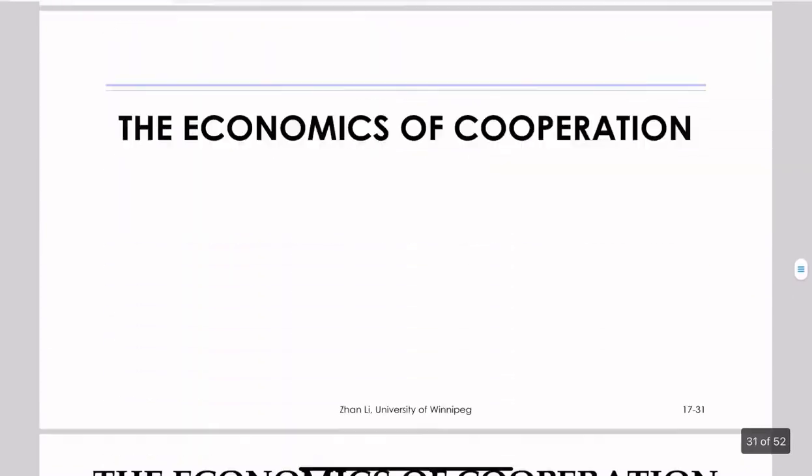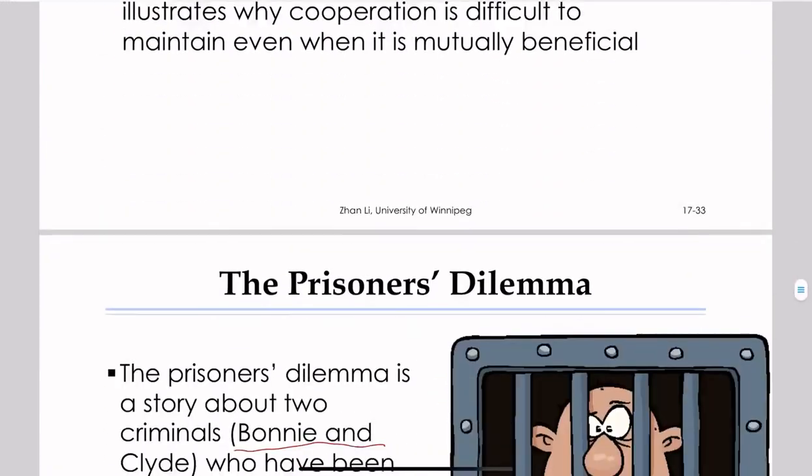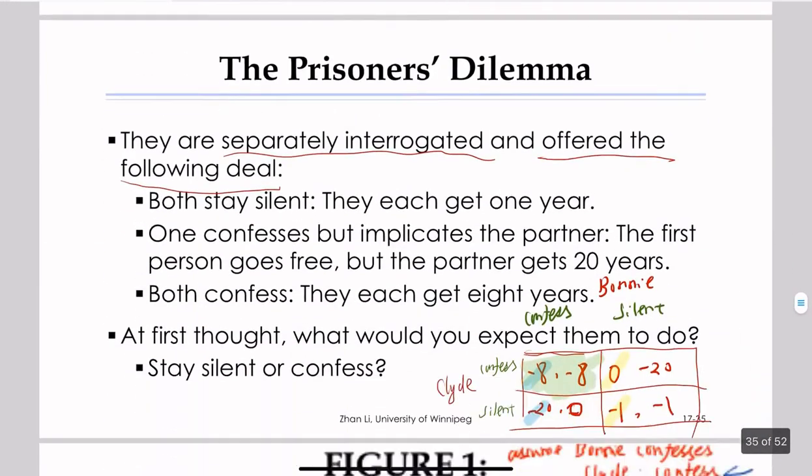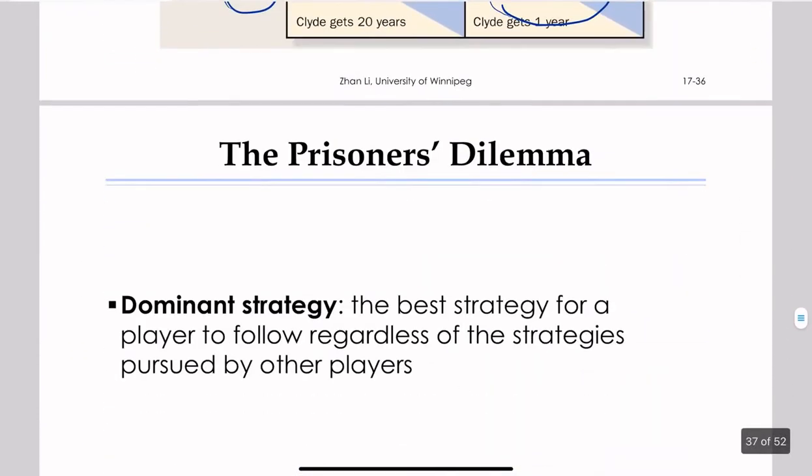Right? And we also need to understand how to solve Nash equilibrium in a particular kind of game, which is called prisoner's dilemma. A quick way to solve Nash equilibrium is to use dominant strategy. Remember that dominant strategy means it is the best strategy no matter what kind of strategies other players are using.